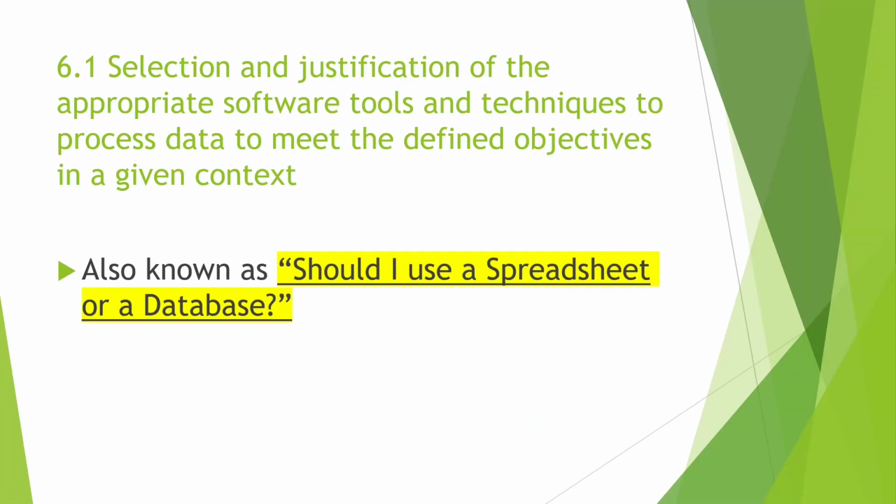So we're going to start doing some work on learning objective 6. So the first point in learning objective 6 is selection and justification of the appropriate software tools and techniques to process data to meet the defined objectives in a given context. Or more simply, should I be using a spreadsheet or a database?